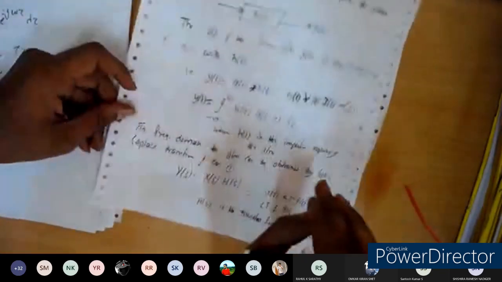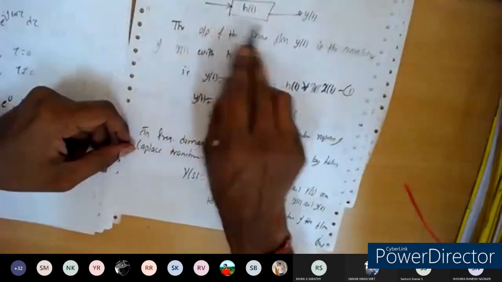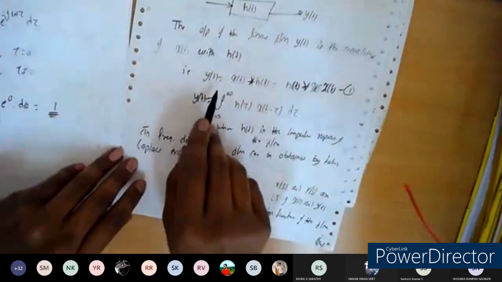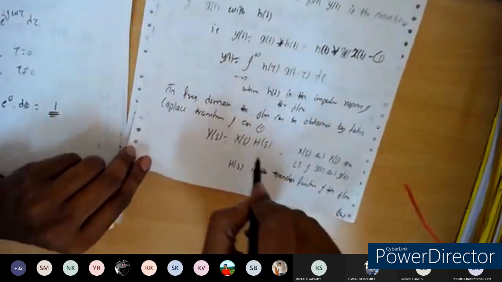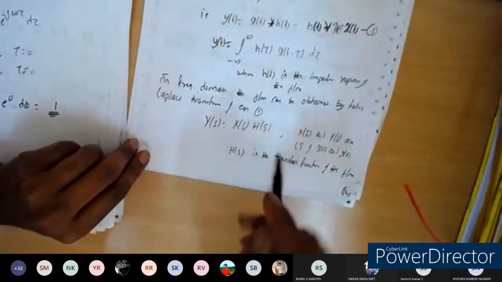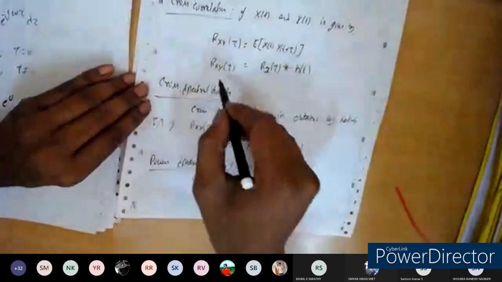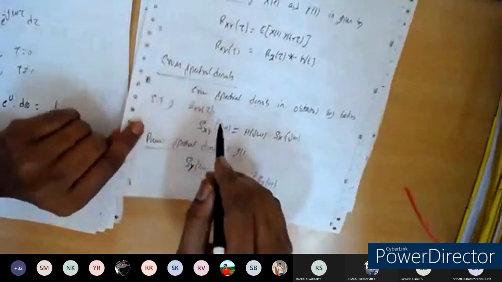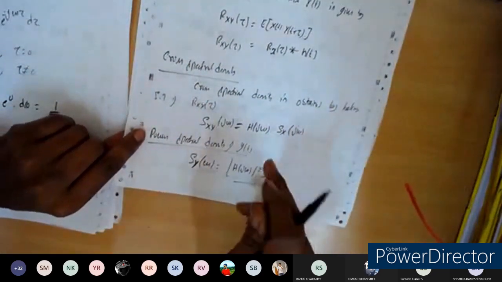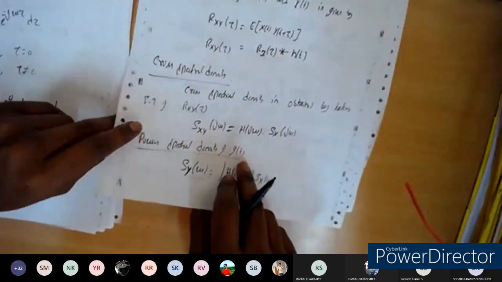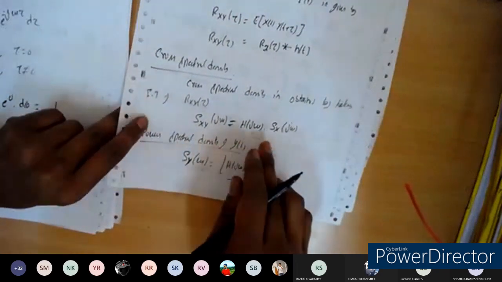Any doubts? What we have seen so far is that we have considered the linear system, the LTI system. For that, we took the output as the convolution integral, and we took the Laplace transform so that we got the system in the S domain. For this system, we found the mean, the cross correlation, the cross spectral density and the power spectral density.